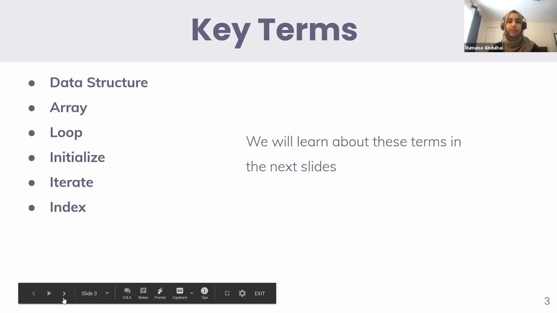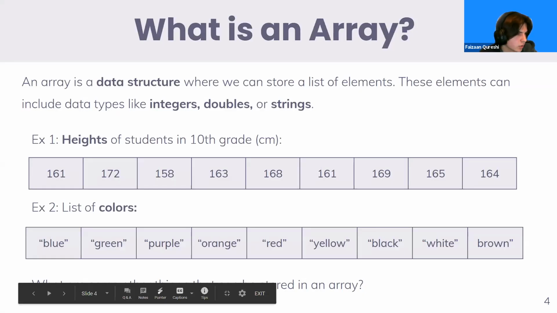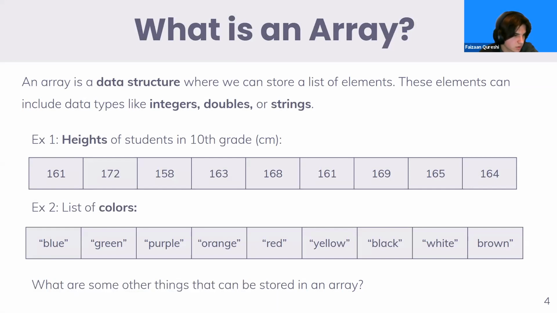Okay, all right, so let's talk about what an array is. So an array is a data structure where we can store a list of elements. So a data structure is a way to organize our data so we can use it easily and efficiently. These elements can be integers, doubles, or strings. So here are some examples of arrays.